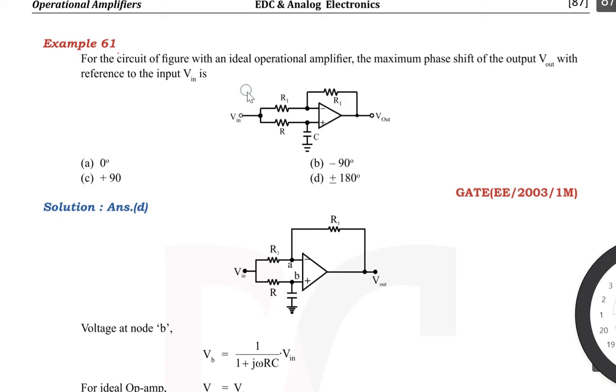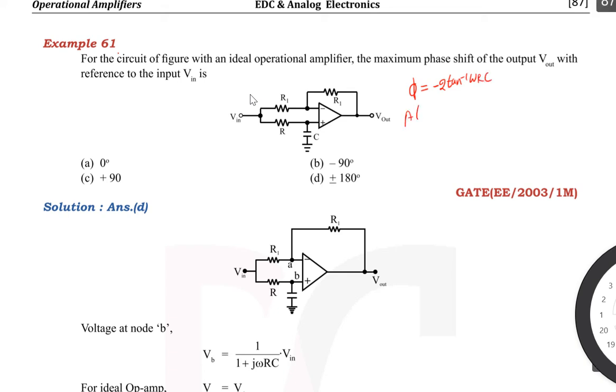You have to find the maximum phase shift for this circuit, and we have just seen this is the circuit diagram of the all pass filter. The phase shift for this filter is given by minus 2 tangent inverse omega RC. That is what you have.